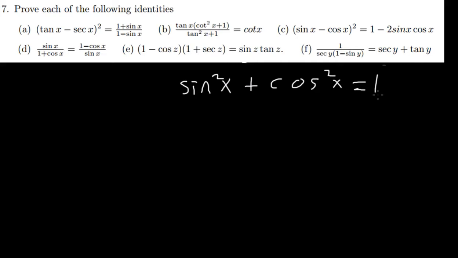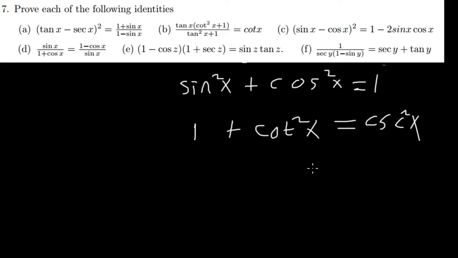And then the second identity that you have to know, you try to divide everything here by sine squared. So sine squared divided by sine squared, you're going to get 1. Cos squared by sine squared, you get cotangent, so it will be cot squared x. It is equal to, and then this one divided by sine squared, you get your cosec squared x.